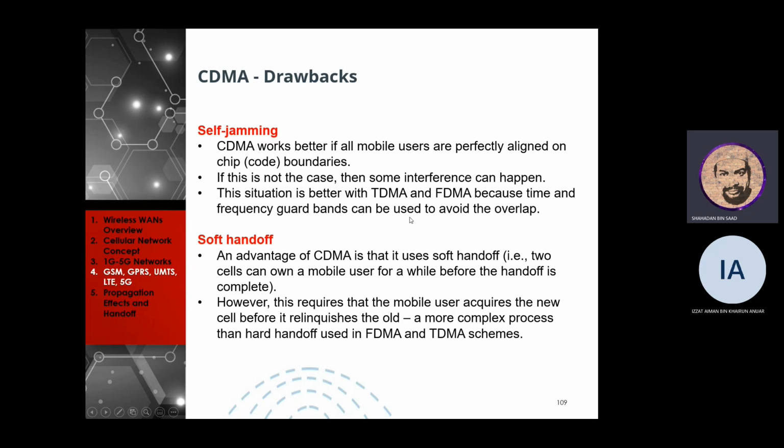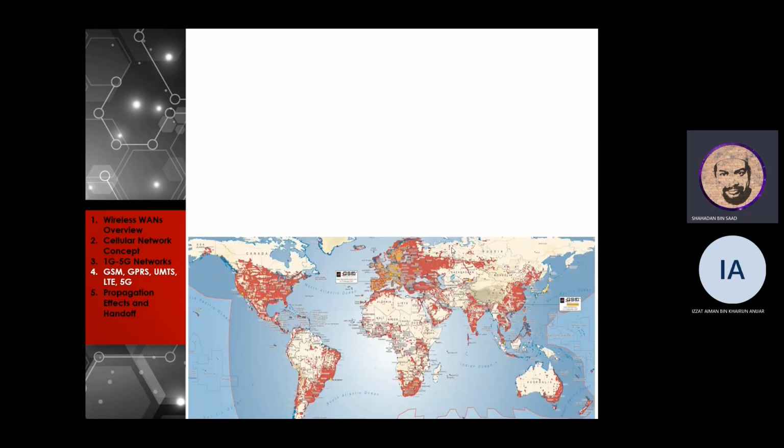Okay, so dia ada disadvantages pula kan. Okay, so dia ada self jamming and then soft handoff. Okay, kita nak masuk ke GPRS pula.